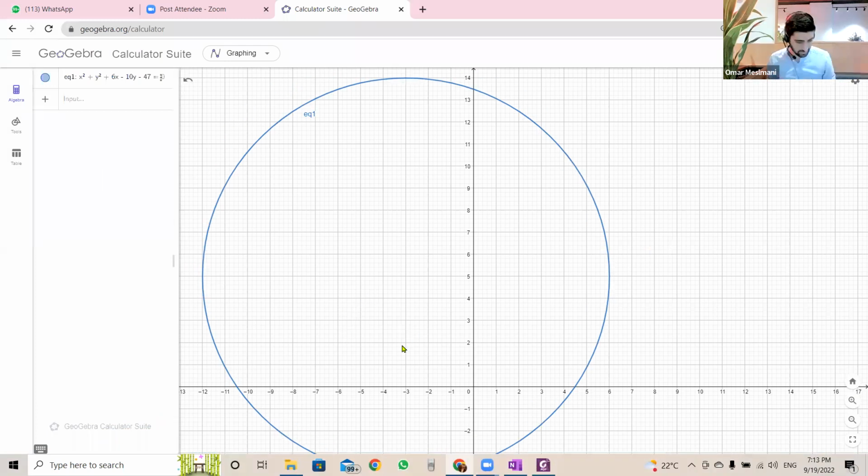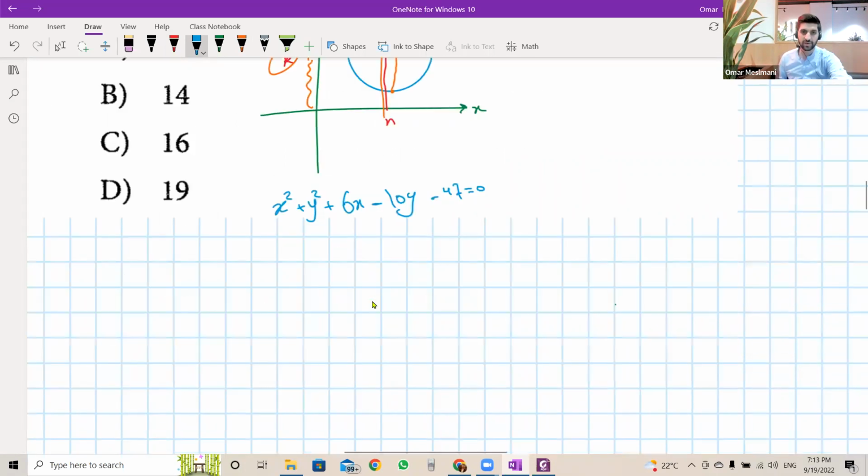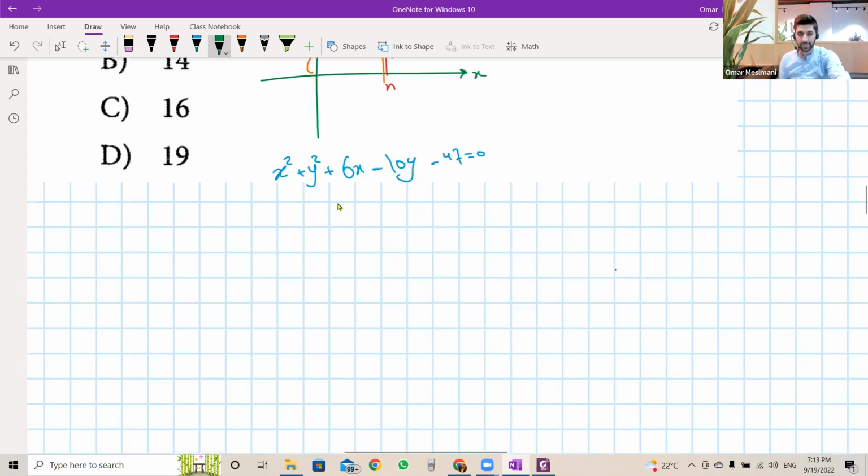He's asking what is the maximum. Before I show you this, let's try to calculate the center, all right? H and K, using the formula that I know, before I move on to GeoGebra. So if I have x squared plus y squared plus 6x minus 10y minus 47 all equals 0, can you tell me what are C, D, and E? If you remember, I told you that's the general form: x squared plus y squared plus Cx plus Dy plus E equals 0. Yes or not?